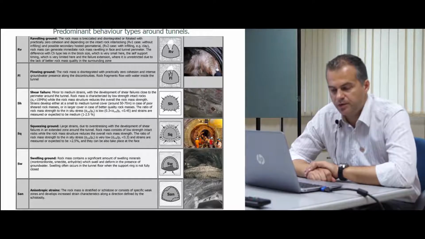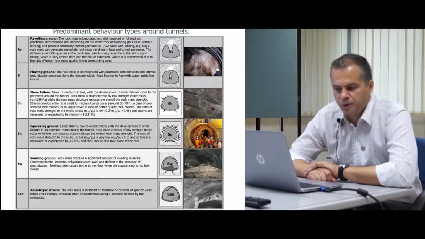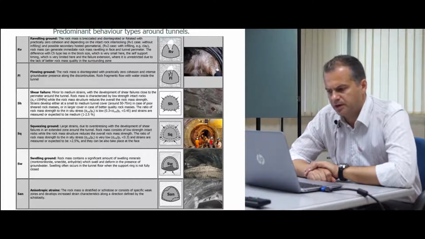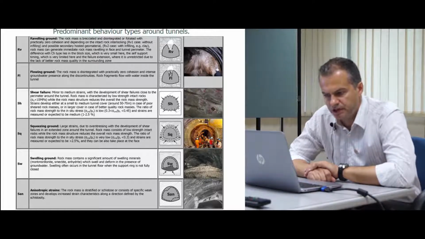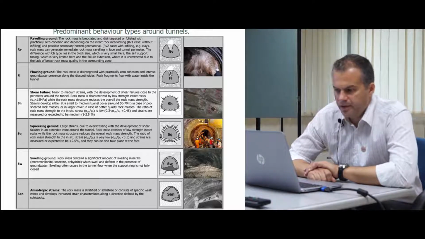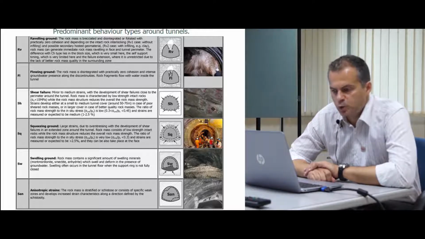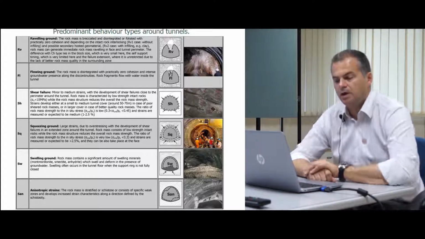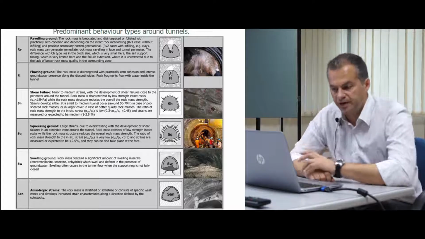In the shear failure, we have minor to medium strains. We have a shallow zone with shear failures around the tunnel perimeter. Here, the rock mass is characterized by low strength of intact rocks, less than 15 to 20 megapascals, and the rock mass structure also reduces the overall rock mass strength. So we have a low GSI here.